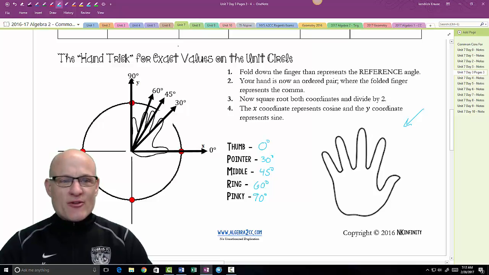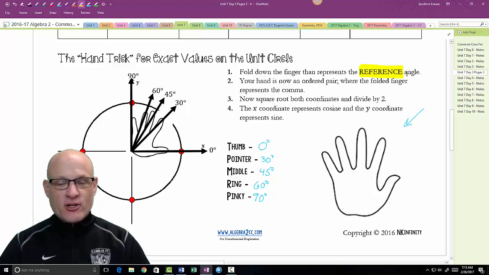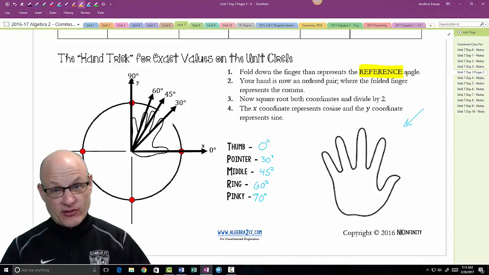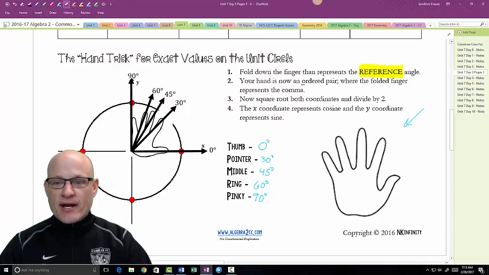You're going to fold down the finger. Now, this is the most important thing. You're going to fold down the finger that represents the reference angle of what we're talking about. So you're still going to have to be able to find reference angles. That's key to all of this stuff. Key. Your hand is now an ordered pair.